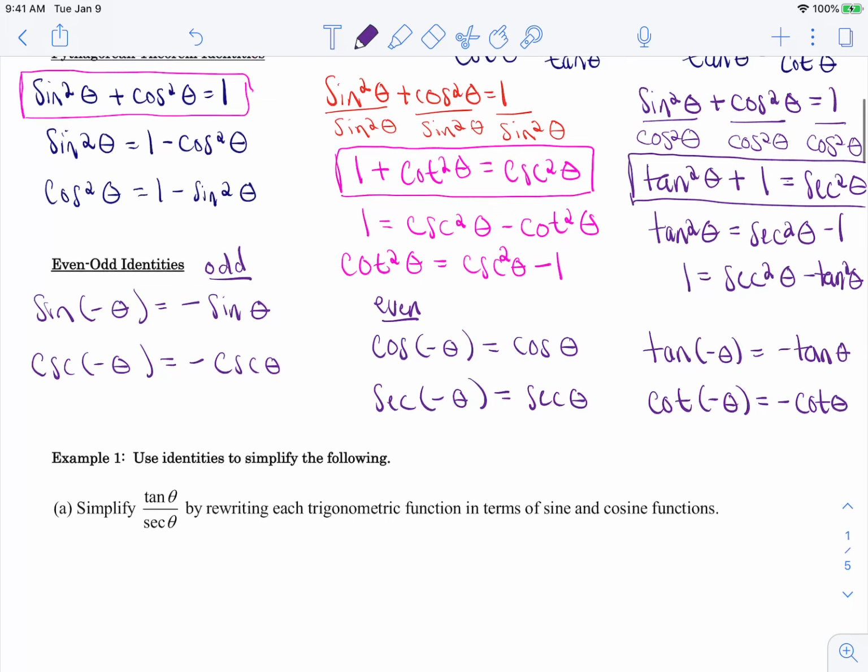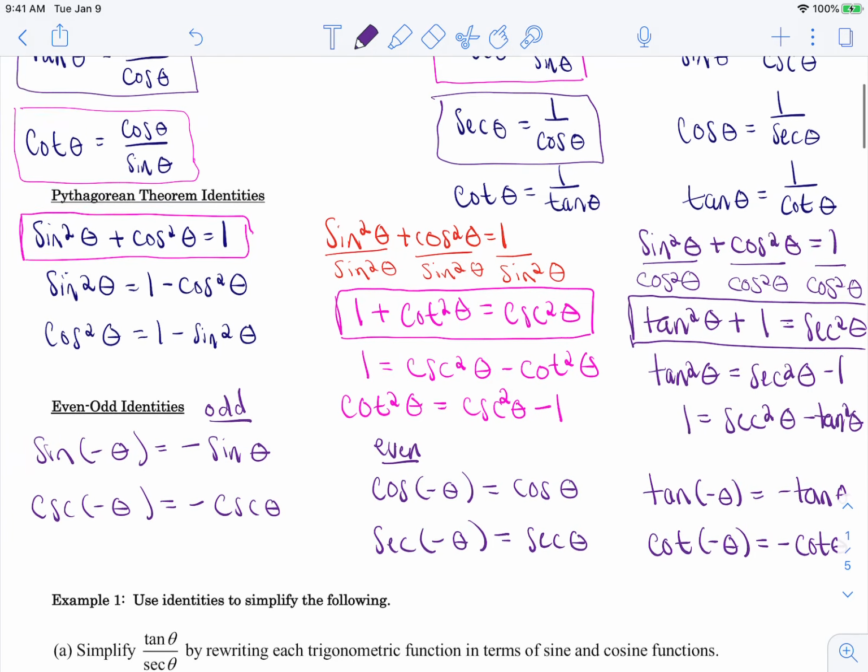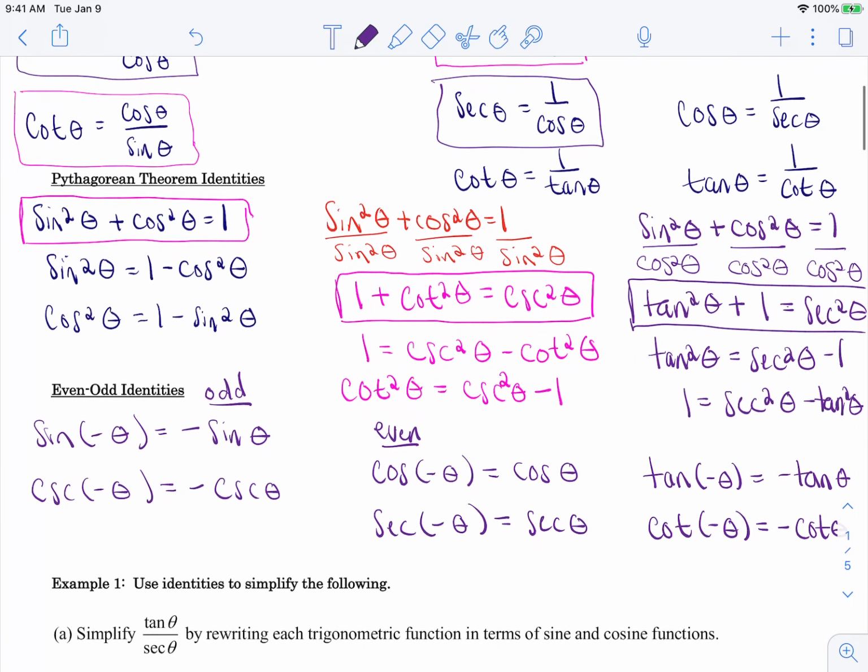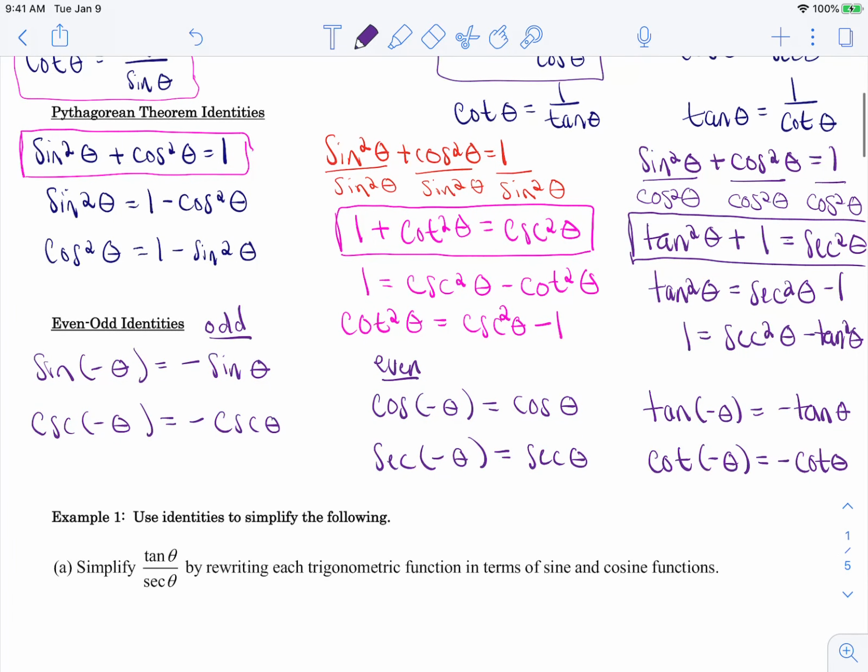Okay, so we're going to refer to this sheet as we're doing this lesson. So have it handy. Maybe you don't want to have it stapled to the other sheets because it'll make it much easier. All right, I'm going to stop this video and we'll pick up with example 1 in the next video.